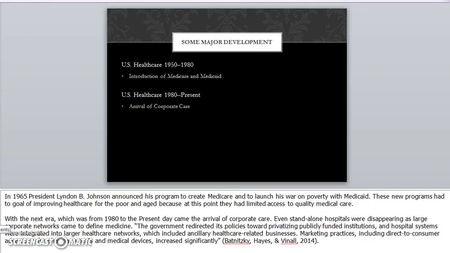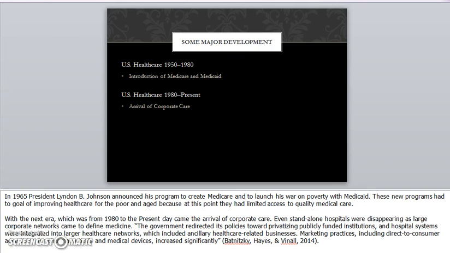In 1965, President Lyndon B. Johnson announced his program to create Medicare and to launch his war on poverty with Medicaid. These new programs had the goal of improving health care for the poor and aged because at this point they had limited access to quality care.